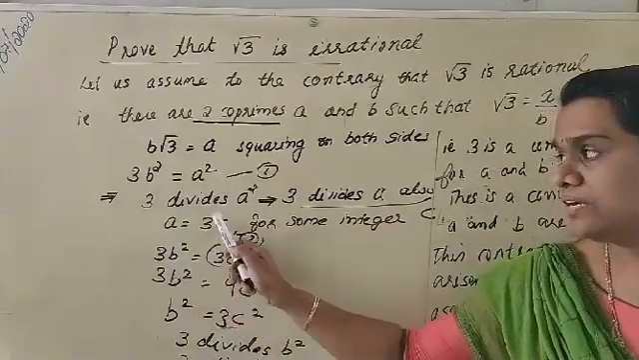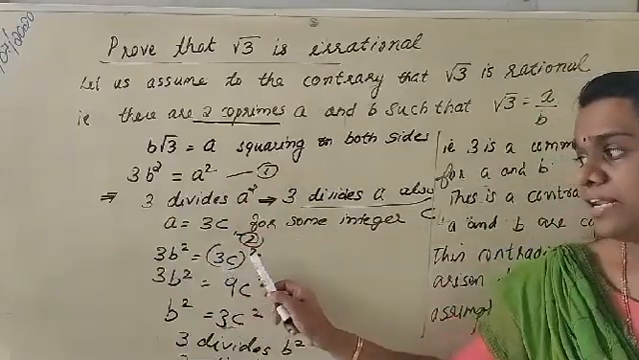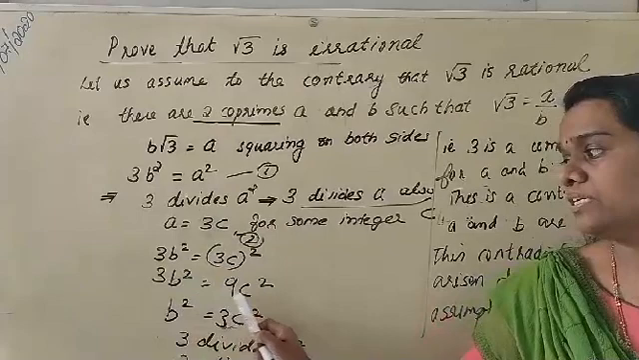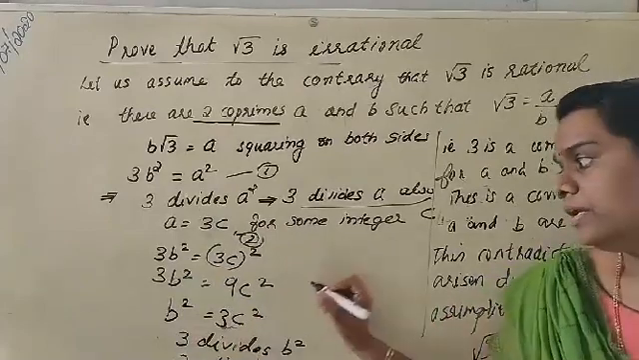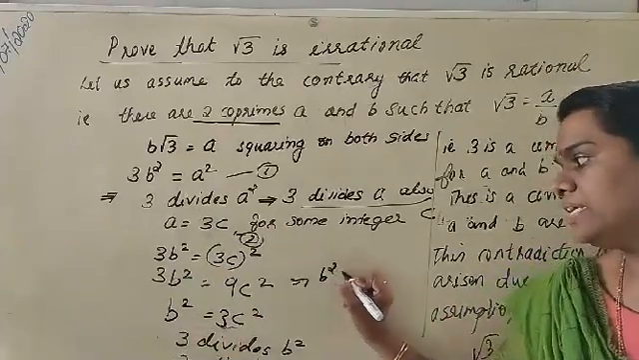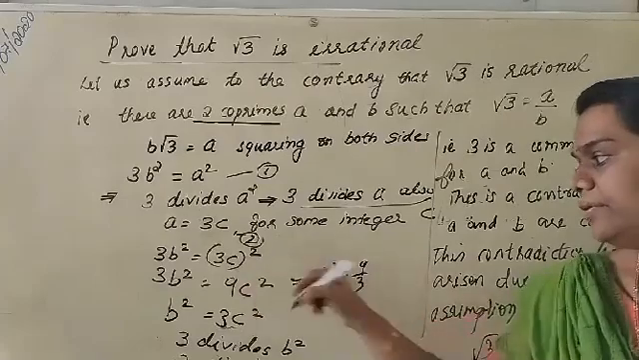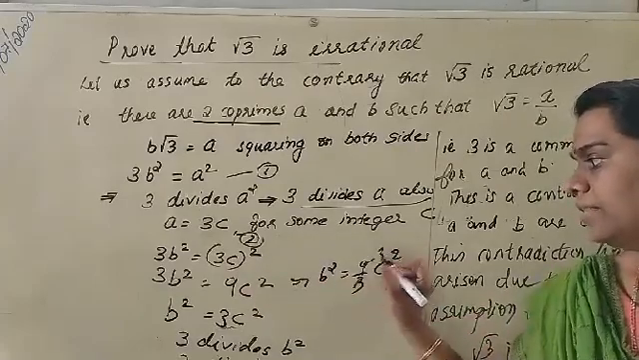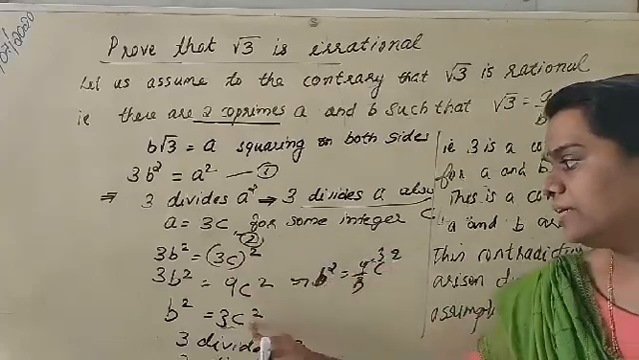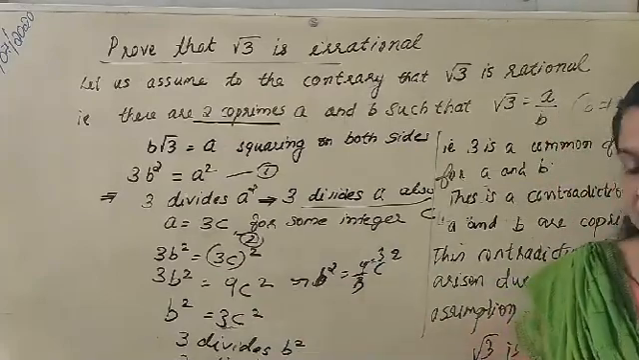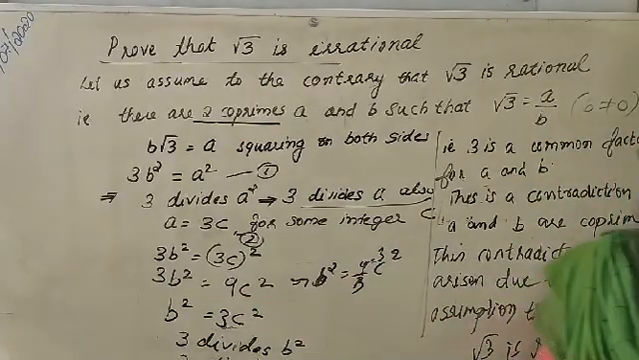Substituting a equals 3c, 3b square is equal to, instead of a, we can write 3c the whole square. Then 3b square is equal to 9c square. That gives b square is equal to 9 by 3 c square. That is b square is equal to 3c square. That means 3 divides b square, so 3 divides b also.